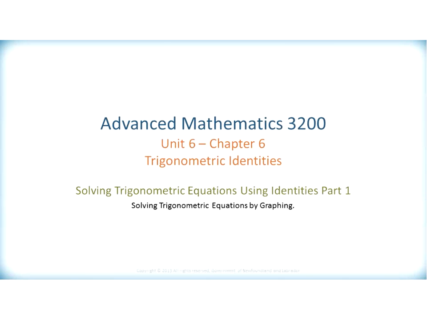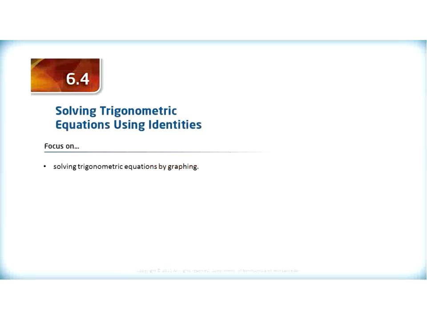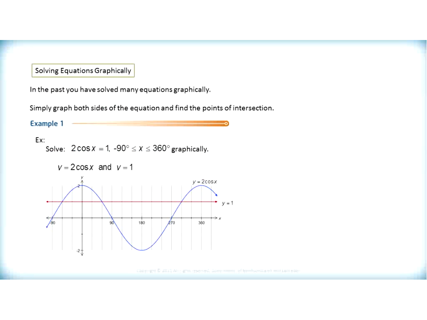Okay, in this lesson we're going to be looking at Unit 6, Chapter 6, Trigonometric Identities. We're going to be solving trigonometric equations using identities, Part 1. And we're going to look at solving trigonometric equations by graphing. So this again is from Section 6.4 in your text, and we're going to be focusing on solving trigonometric equations by graphing.